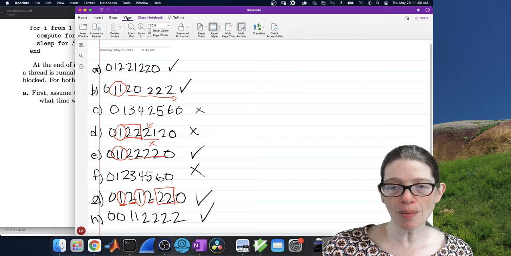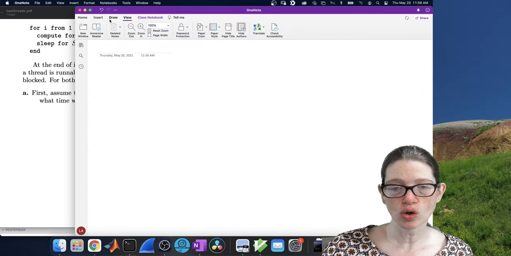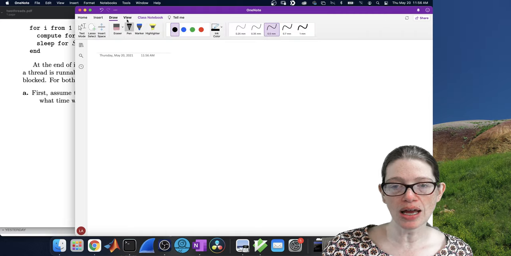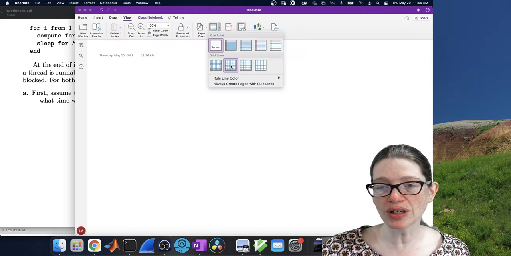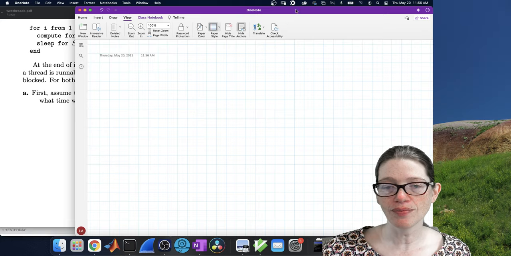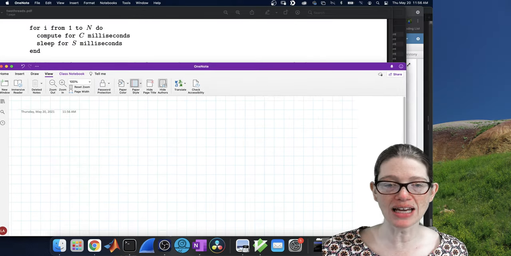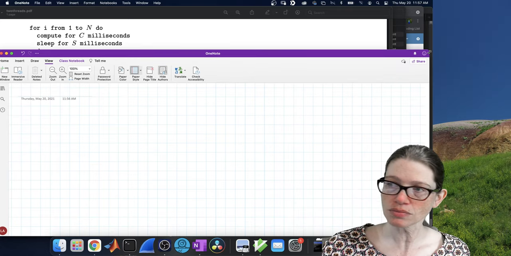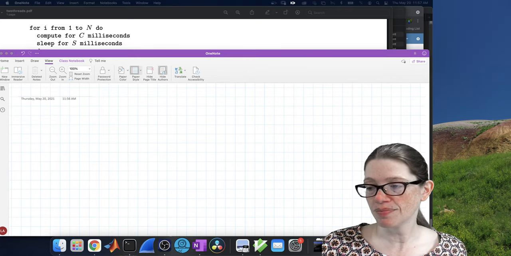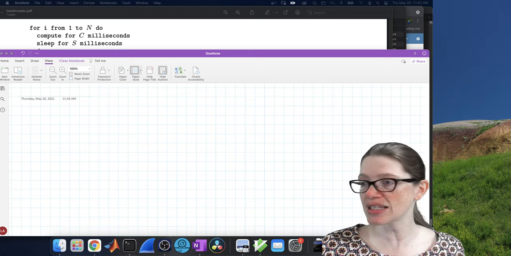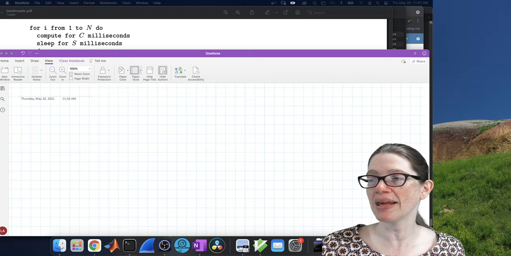So let's open up a new page here. And we're going to need some lines. So let's do some grid lines. That could be nice. Hopefully the battery in my tablet will last as well. All right, so let's kind of trace through this problem here.